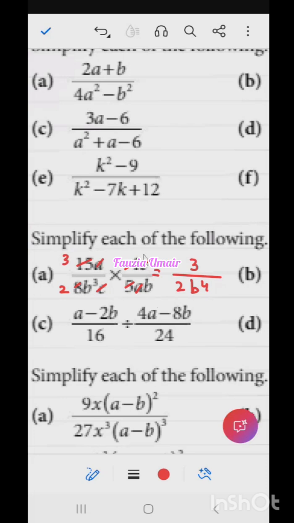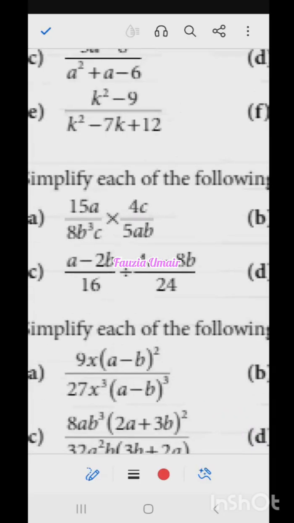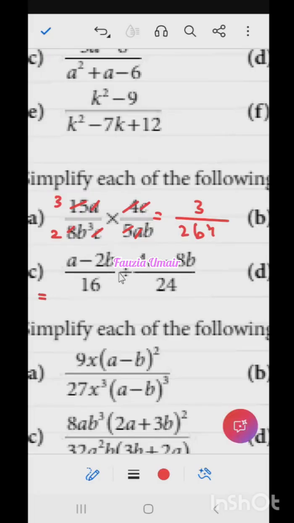Okay, now let's look at the C part. In the C part there are binomials also. Okay, so how to solve the C part? What would be the first step? There are two fractions and there is a division sign. Taking reciprocal, because we cannot solve this division, so we need to change it into the multiplication sign.